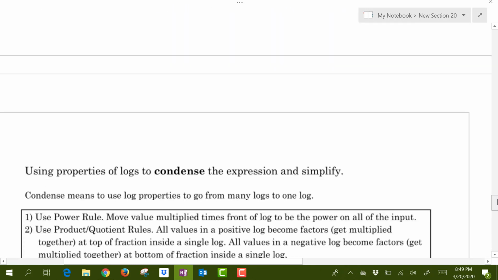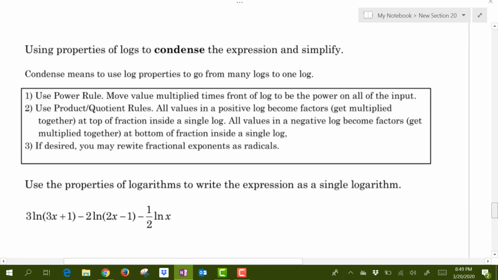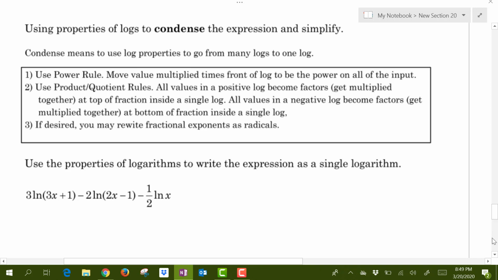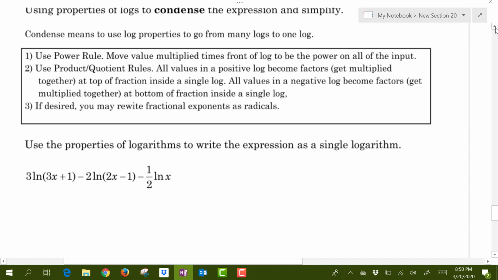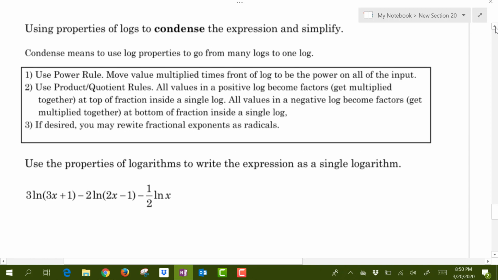The last one we're going to look at here, we're only going to really look at one of these because these are not too bad at all. A little bit simpler even than expanding. We're going to look at using our power rule to condense. So condensing means that we're going from many logs to one log. We're actually going to do exactly the opposite of what we did for expanding.